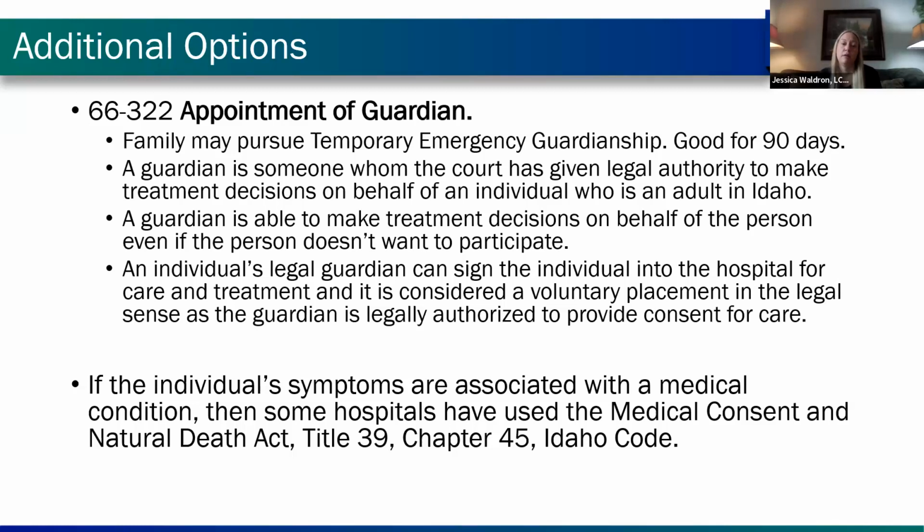And that's where family members can talk with legal aid. They can talk with their own attorneys about pursuing a temporary guardianship of the individual. Those can usually be done pretty quickly. I worked with a family just a week ago who was able to get that in place in less than 24 hours. So those things can be a good option. I think the temporary emergency guardianships are good for 90 days, and then they can be extended if need be after that time.